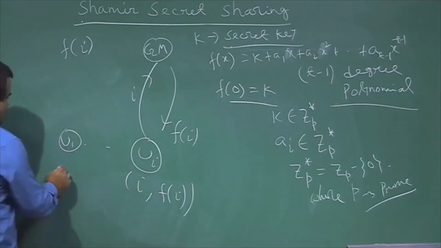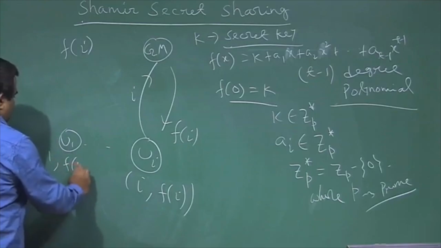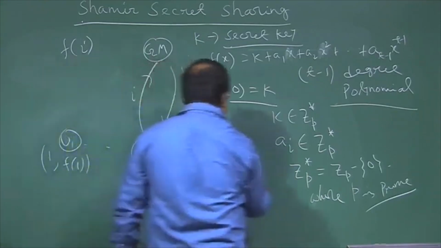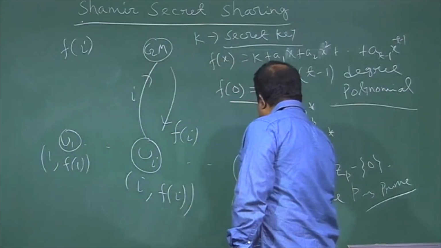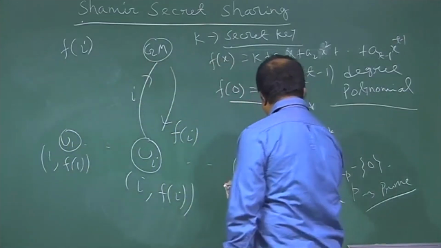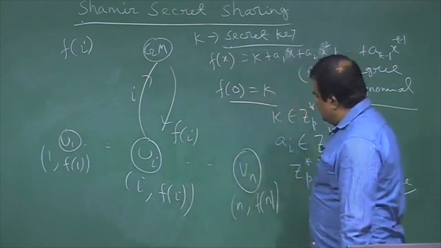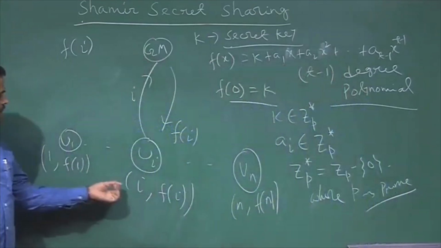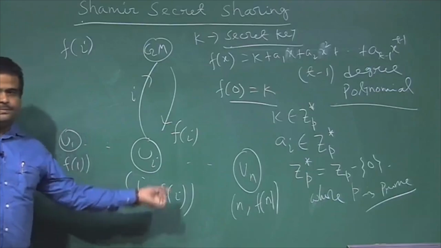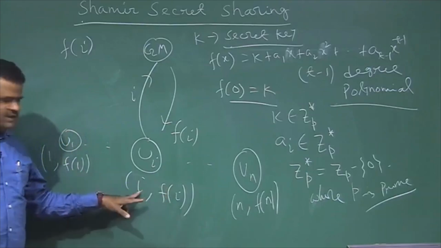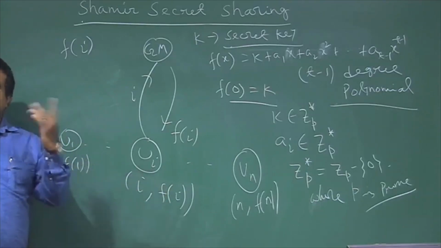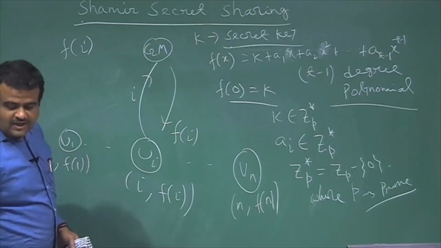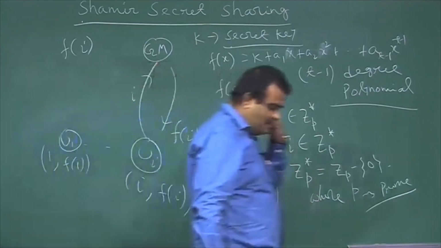So, everybody has their share: f(1) for user 1, f(2) for user 2, and similarly user n has f(n). This is their share. Their share is basically a point and the value of the polynomial at that point, and that point is basically their ID, or they could choose any point on their own. Now, how can they compute k?